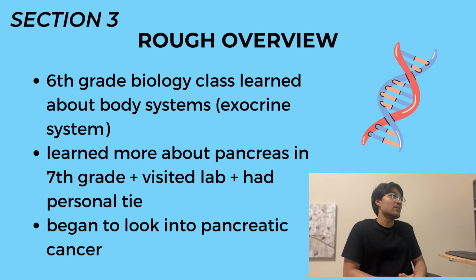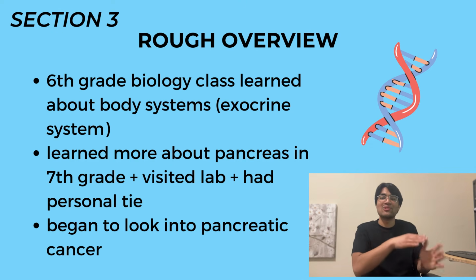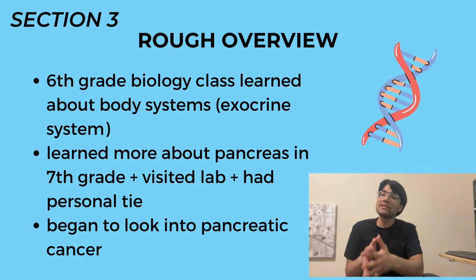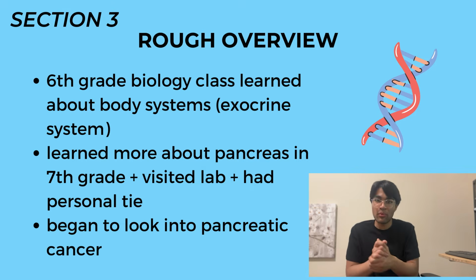In 6th grade biology class, I learned about the body systems, and especially I focused on the exocrine system. That was mine for the human body choice project. And I learned more about the pancreas in 7th grade. I visited a lab that specialized in pancreatic cancer and had some personal ties to pancreatic cancer, and so I began to look into it a little bit more. I had a base knowledge that was developed in 6th grade biology, and I had some experiences surrounding it. So I said, hey, let me start to dive into this topic a little bit more.